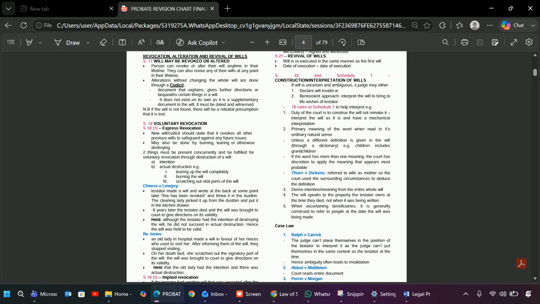The other rule is to derive intention or meaning from the entire will as a whole. Then the will speaks to the property the testator owns at the time they died, not when it is being written. So the property is that at the time of death of the deceased, not at the time he was writing the will. And when ascertaining beneficiaries, it is generally construed to refer to people at the date the will was being made. Construction and interpretation of wills.